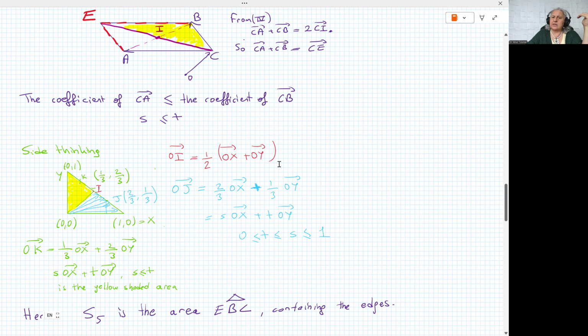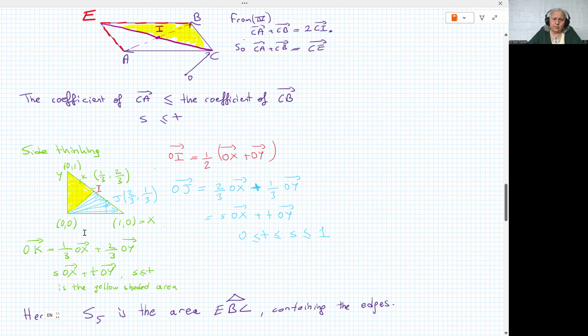1/2 (OX + OY). Yeah, you know that one. So if we have a point in this half of the XY plane, say we have a point J here, and assume it is the point (2/3, 1/3) that we are talking about. In this case, we will write OJ with X being 2/3 and Y being 1/3. In this case, the coefficient of OX will be bigger than the coefficient of OY, right?